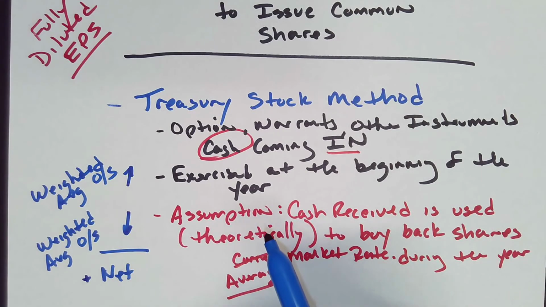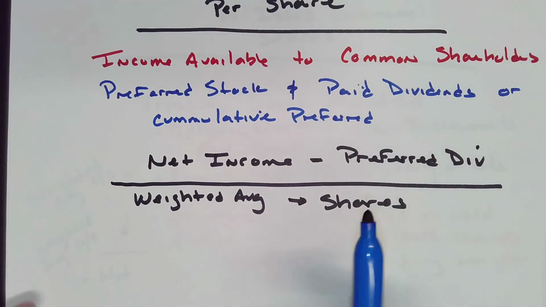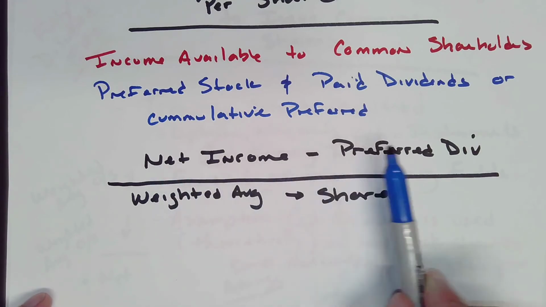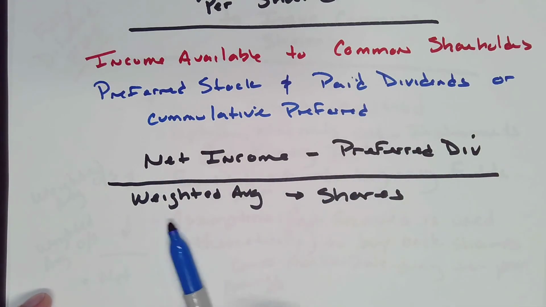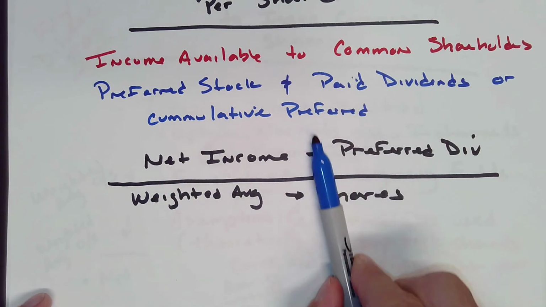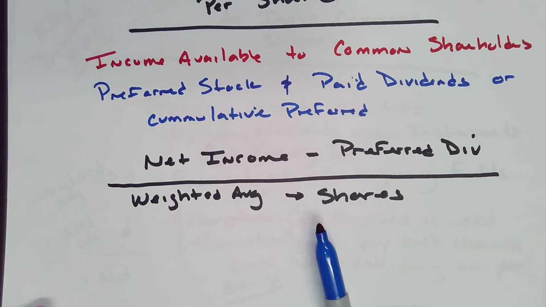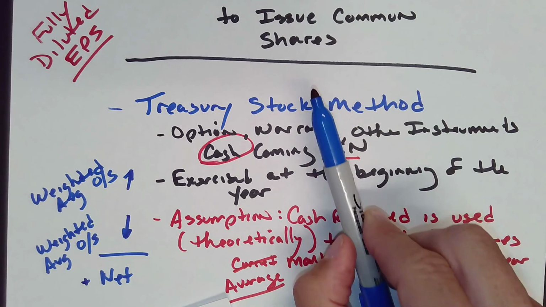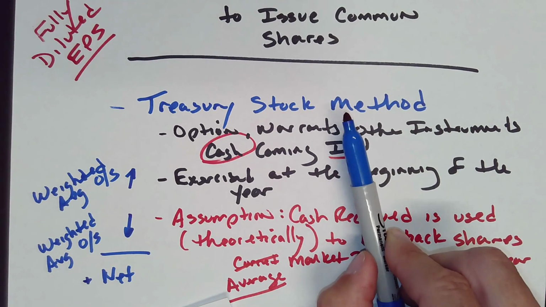So we're assuming that this net, that positive net, would adjust our weighted average shares outstanding. So we'd have net income less the preferred dividends, and now we'd have a higher weighted average shares that would lower our basic earnings per share for the dilution effects related to anything using the Treasury stock method.